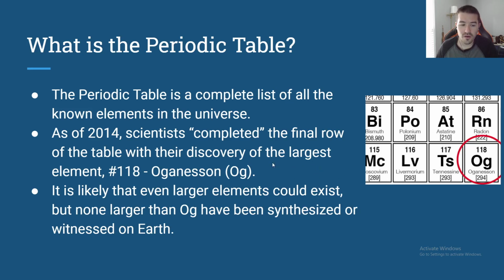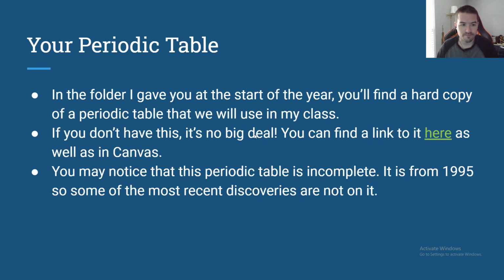Now it depends on which periodic table you look at. Some of them are going to have this symbol here, Og. Some of them may not, and I'll talk about that in just a minute. It is likely that even larger elements could and probably do exist, but none larger than oganesson here has been synthesized or witnessed on Earth.